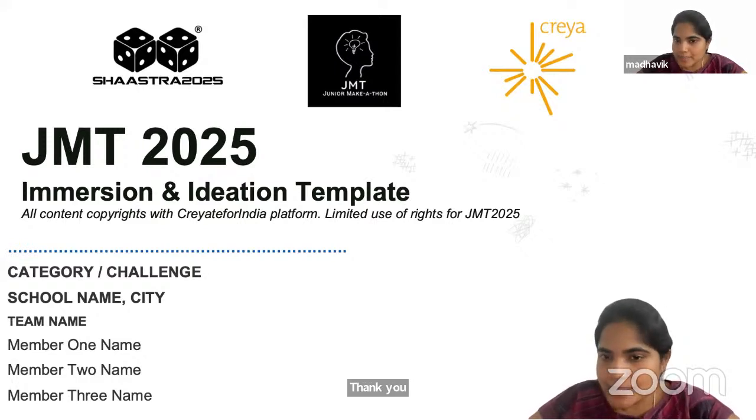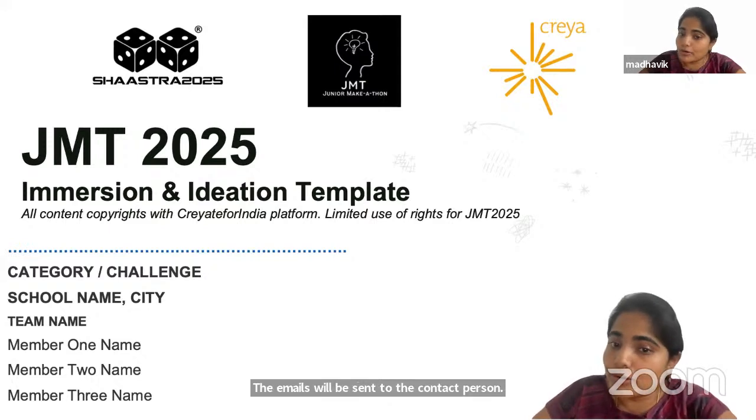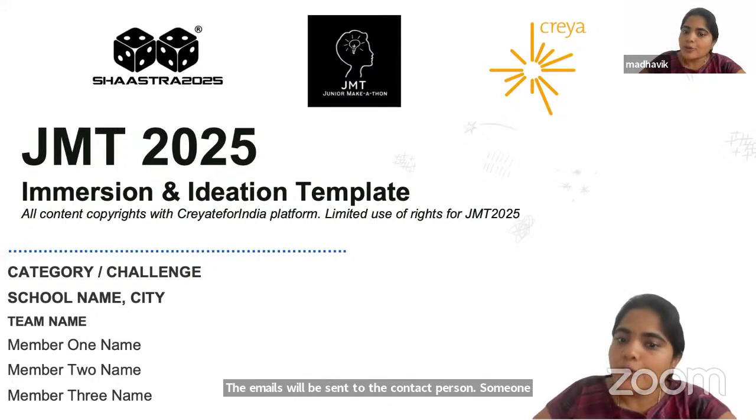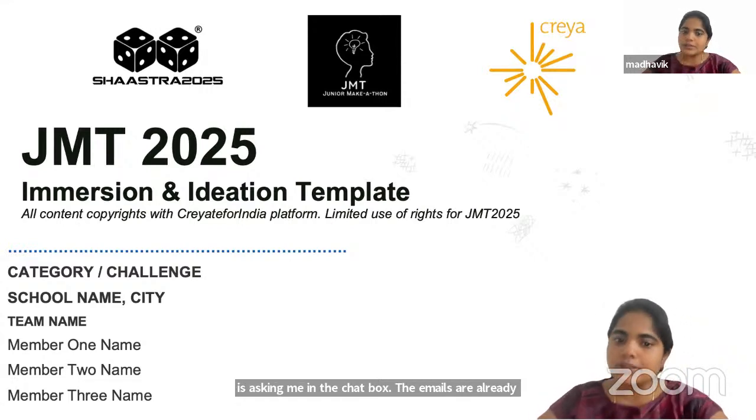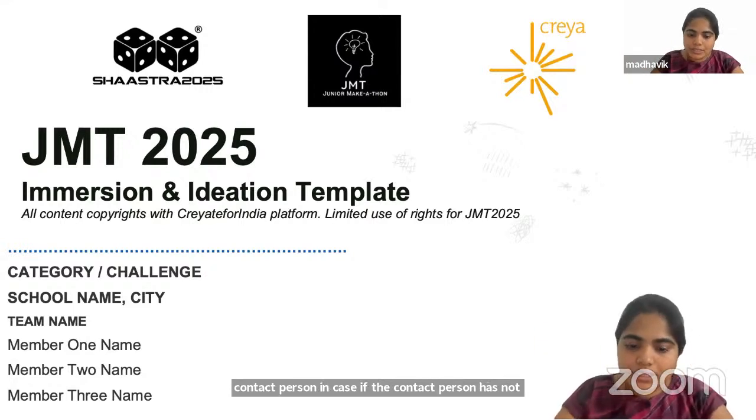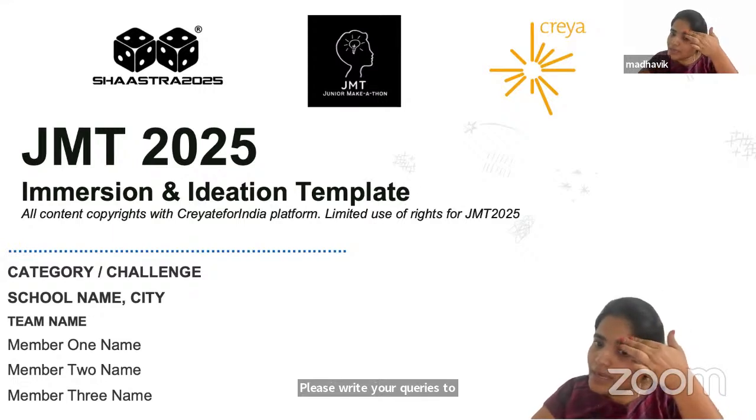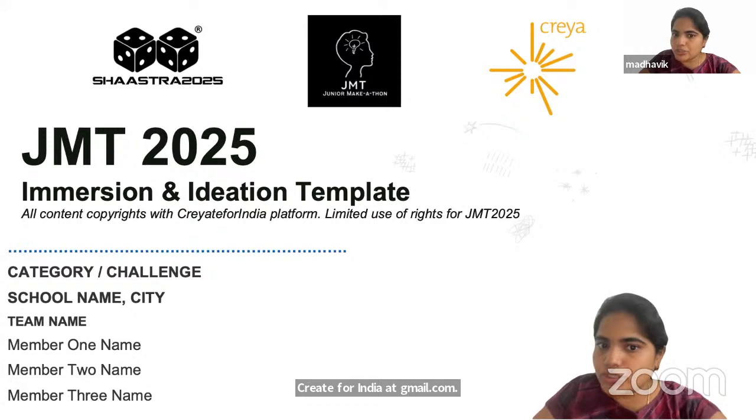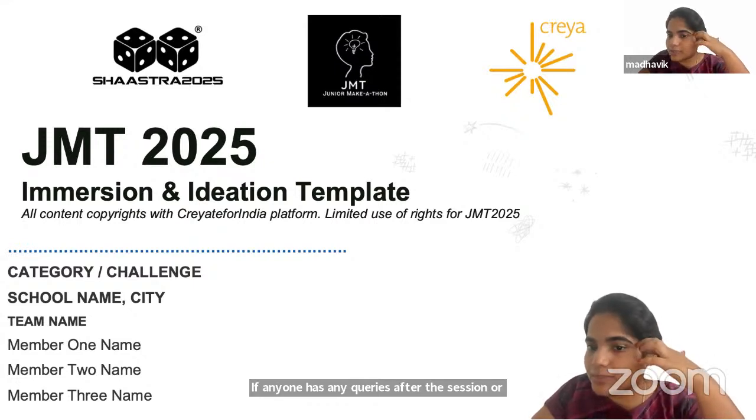The emails will be sent to the contact person. Someone is asking me in the chat box. The emails are already sent to the contact person, so you can check with your contact person in case they have not received them. If you have any queries, including after the session, please write to createforindia@gmail.com.